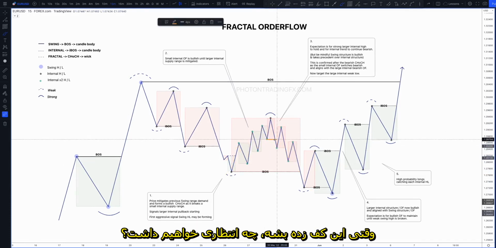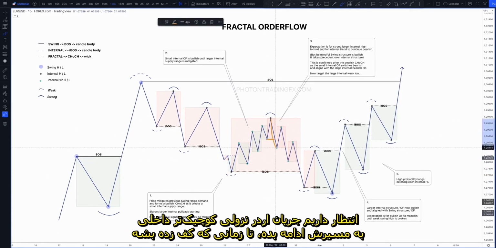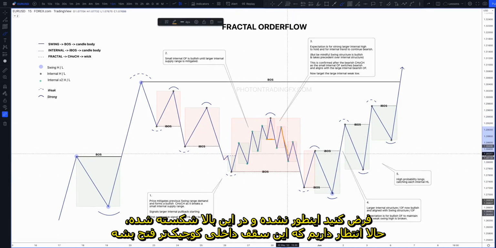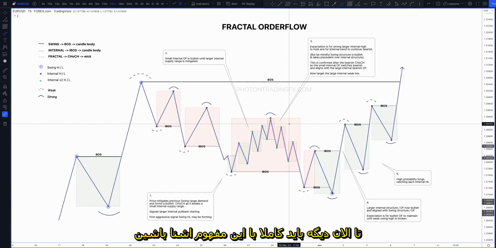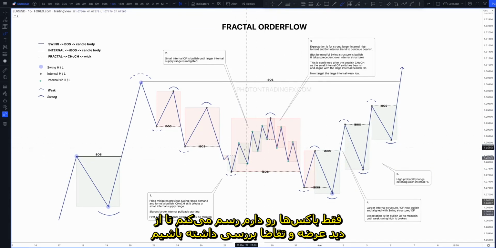And we expect, once that low goes, what do we expect? We expect that small internal bearish order flow to keep continuing until the low goes, right? Imagine if it didn't, and we broke up here, well, then we'd expect this small internal high to be run, right? You should hopefully be very familiar with that concept now, but we're simply drawing on boxes to show you it from a supply and demand perspective.